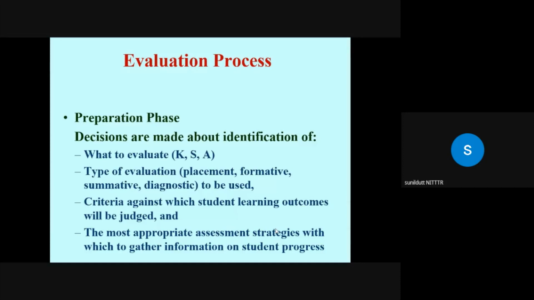So you see, the selection of assessment strategy is based upon what to evaluate, at what time to evaluate, and what is the criteria. Okay. So here the decision is taken in regard to when and how to obtain needed information. So decisions made during this phase will form the basis for planning during the other three phases.